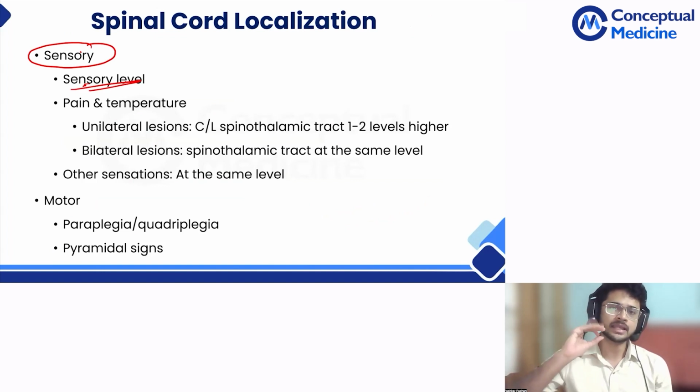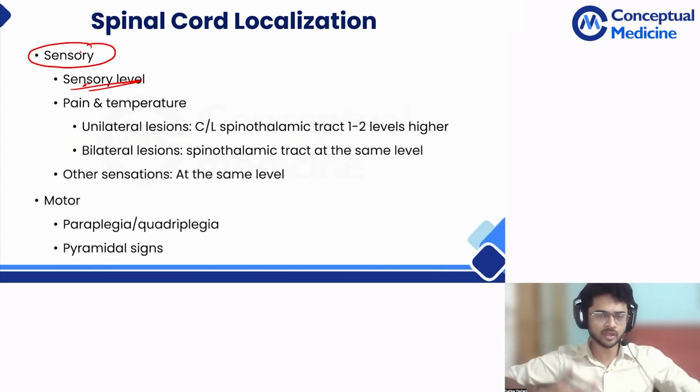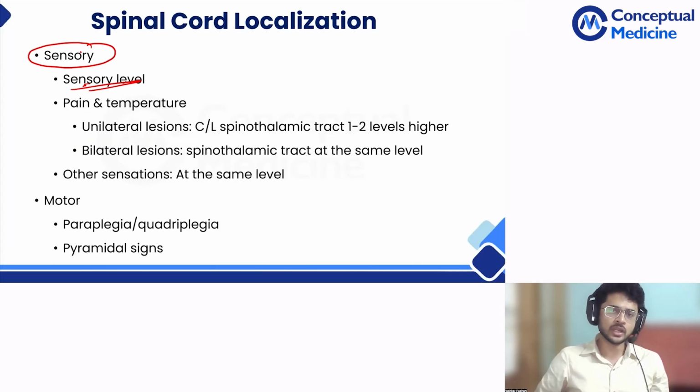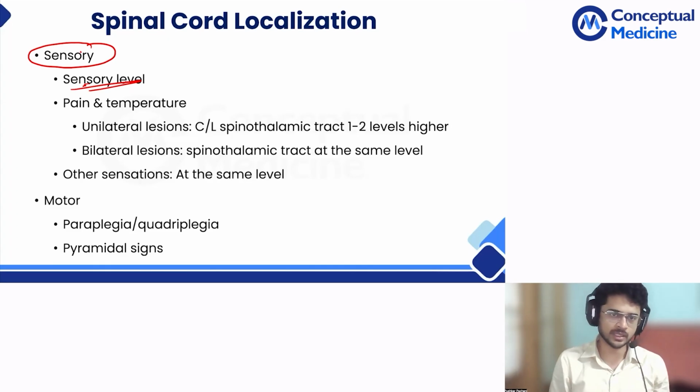The patient will categorically tell you, sir or madam, I cannot feel below this level. So if they're not able to feel below the umbilicus, the sensory level is at T10. If they're not able to feel below the nipples, it's T4. As simple as that. So there's a clear-cut sensory level.